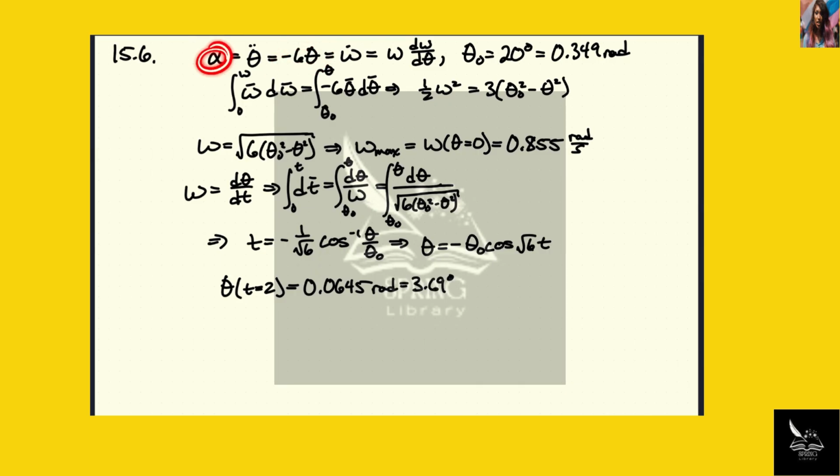We can write the angular acceleration in terms of the angular displacement, which is the second time derivative, or the first time derivative of the angular velocity. We can write this expression here, basically using the chain rule, as the angular velocity times the derivative of the angular velocity with respect to the angular displacement.